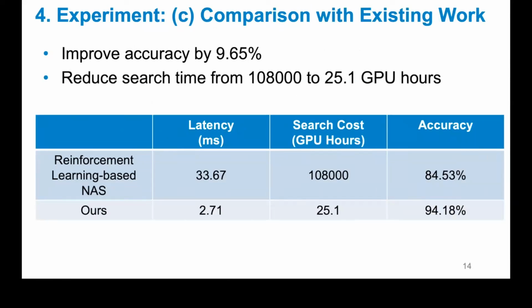Next, we compare our method with the existing work based on reinforcement learning-based neural architecture search. We can improve the accuracy by nearly 10% while reducing the searching time from 108,000 to 25 GPU hours.